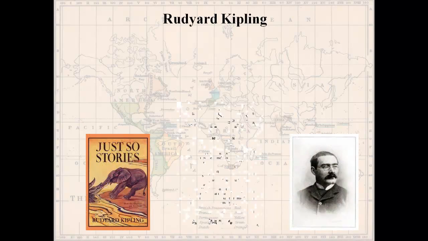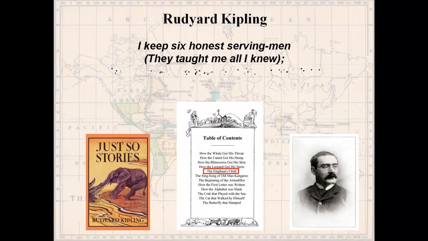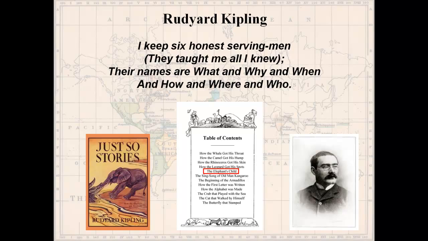Rudyard Kipling actually wrote a lot of things, including a book called Just So Stories, stories for children. And one of those stories, The Elephant's Child, talks about how the elephant got its long snout. And inside The Elephant's Child, there's this verse: I keep six honest serving men. They taught me all I knew. Their names are what and why and when, and how and where and who. So this video is basically about metadata, and metadata in a nutshell is the six honest serving men.